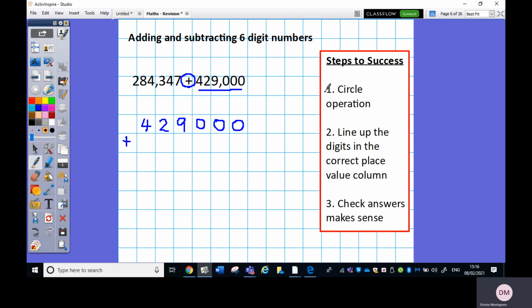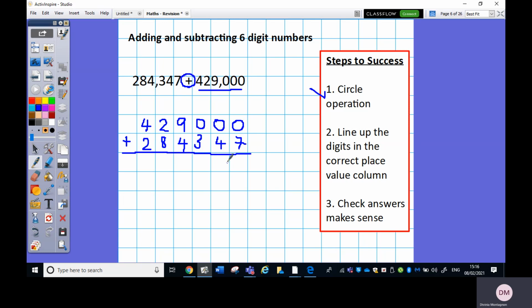So I'm just going to tick circle operation because I did that. Now they both have 6 digits, so I know that I can place my 7 in the ones column. 4, 3, 4, 8, 2. Great. Okay, now I need to add.